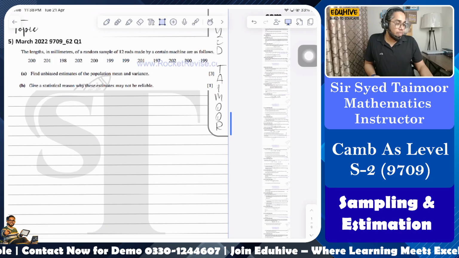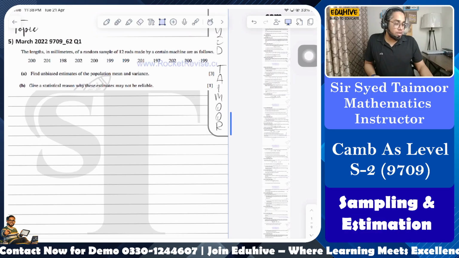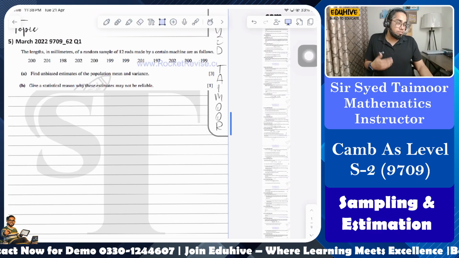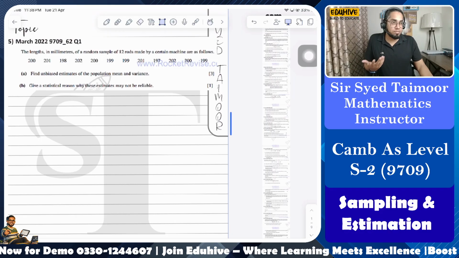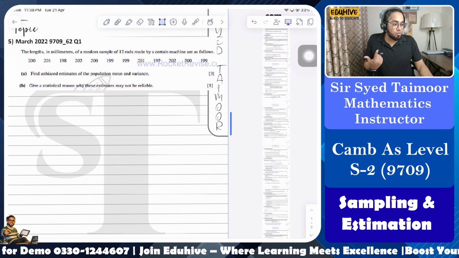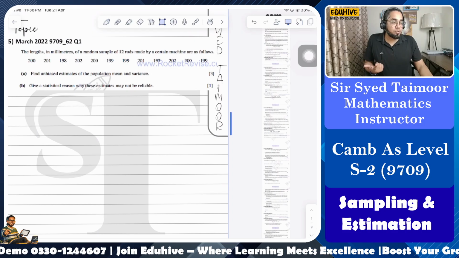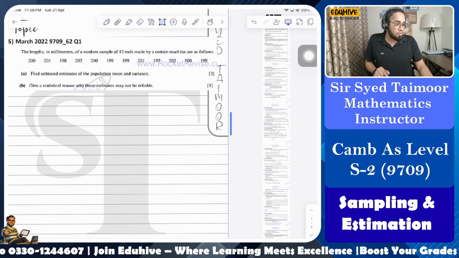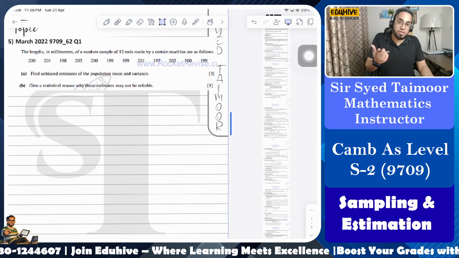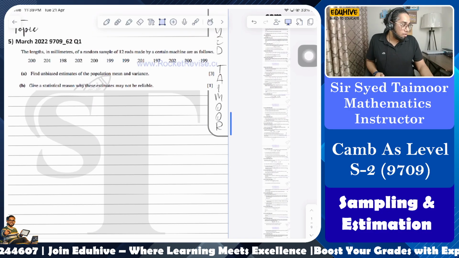What time? Actually, the thing is, I am thinking that we should do some more questions. That's my observation, that in the next class we should proceed with some of the questions of this same sampling and estimation. And in the next class, we start with the hypothesis. Okay?